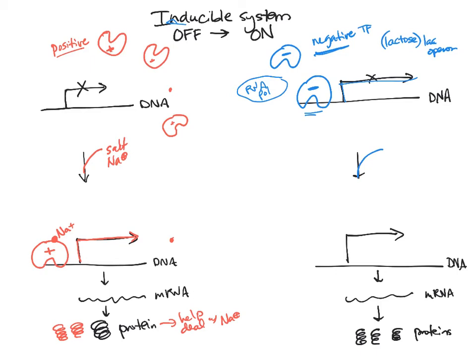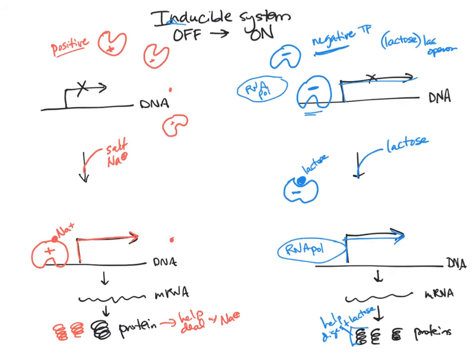But when some stimulus, some environmental signal is perceived by the cell, in this case, it's lactose, that's going to change the shape of the transcription factor. When our negative transcription factor binds lactose, it changes shape so that it falls off the DNA. Now RNA polymerase is ready to get on the DNA, allowing transcription to occur so we can make mRNA and then make our proteins that help bacteria digest lactose. That's an inducible system.